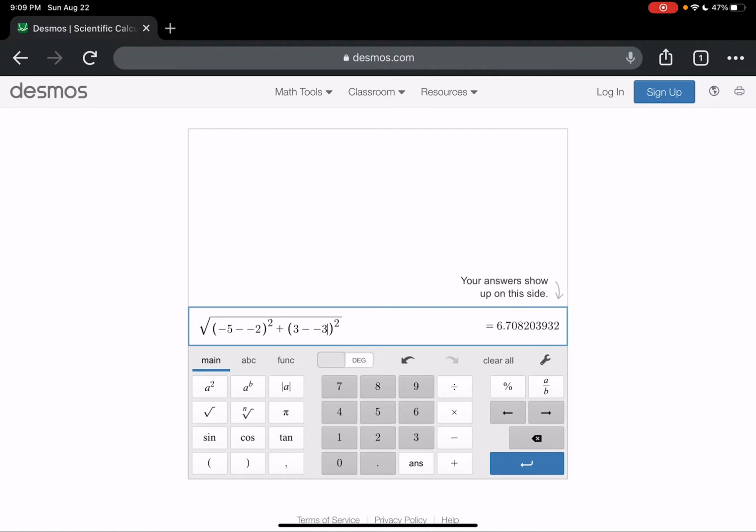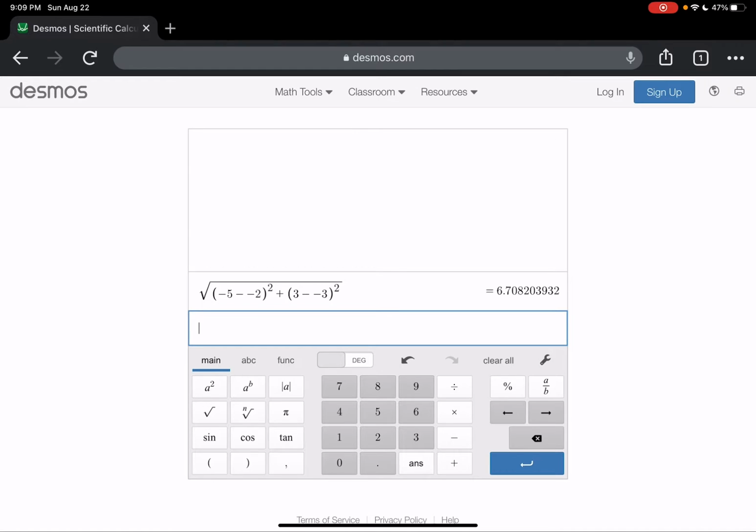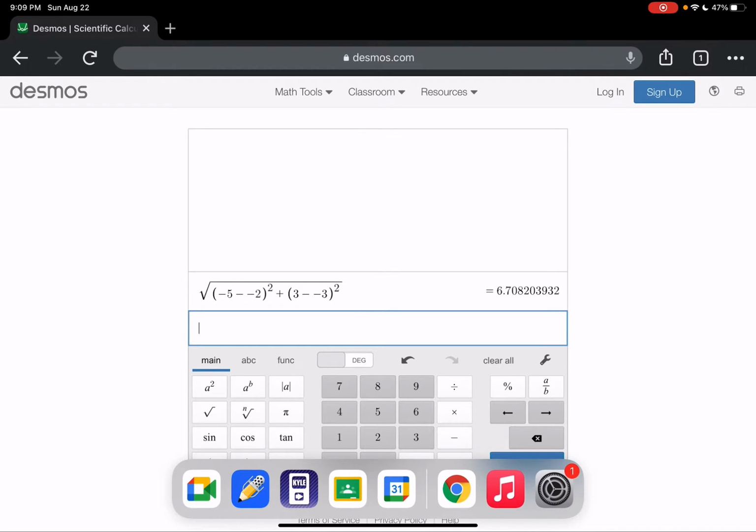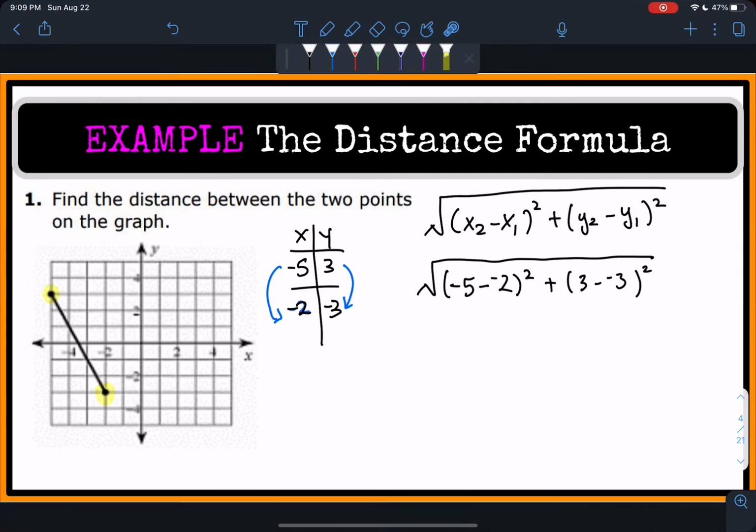There we go. And our answer is 6.71, or just simply 6.7. So the distance between these two highlighted points up here and the length of this line segment there is 6.71.